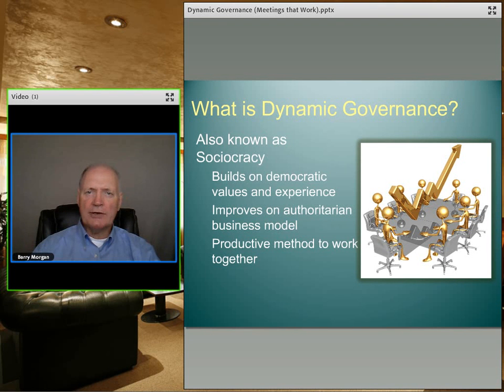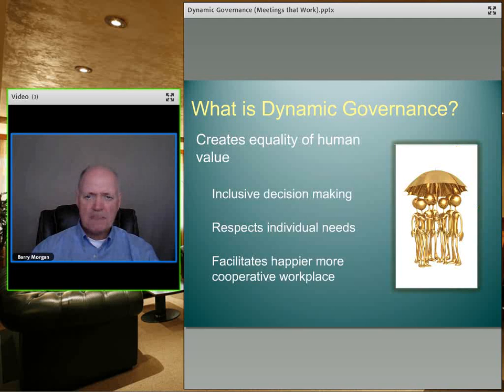The authoritarian business model tends to have most of the power focused at the top, and then the authorities trickle down from the top. Dynamic governance provides a more productive method to work together and shares the responsibilities throughout the organization. It creates an equality of human values and has been proven to be inclusive in the decision-making process, and that's probably why it's so effective.